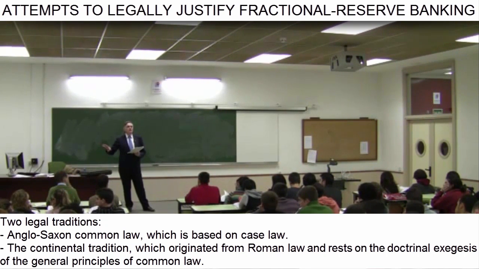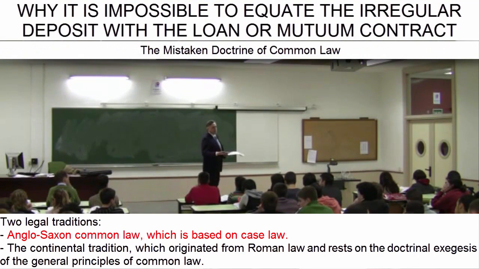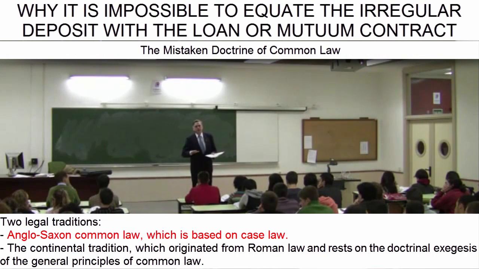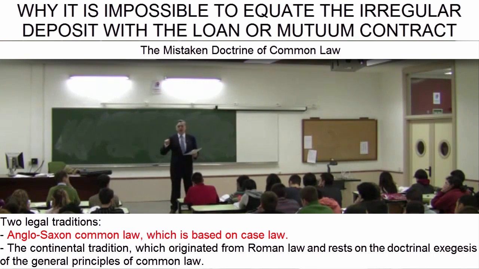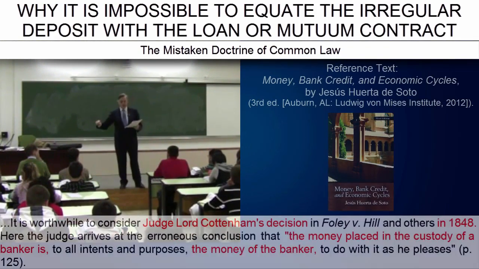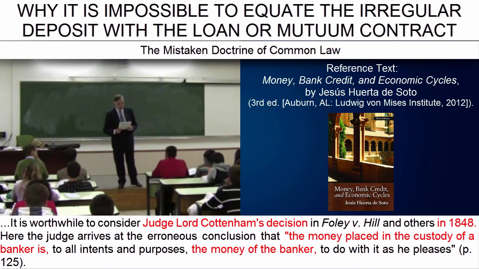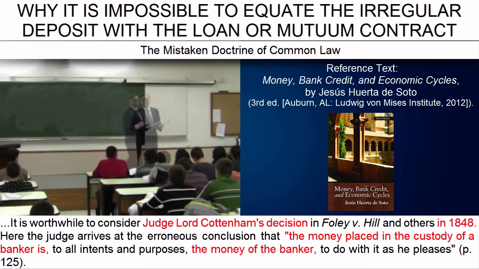of Roman law. Unfortunately, as you know, common law develops gradually based on precedent. And when there is a ruling, it serves as a precedent for deciding similar cases that may arise. That is, for deciding them based on the same reasoning, and the process repeats. Well, there was a famous case in England in 1848, the case of Foley versus Hill, which posed the question of whether a banker could legitimately appropriate demand deposits and lend them to third parties.